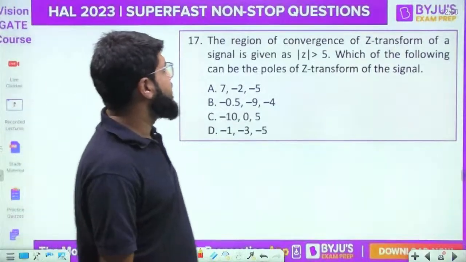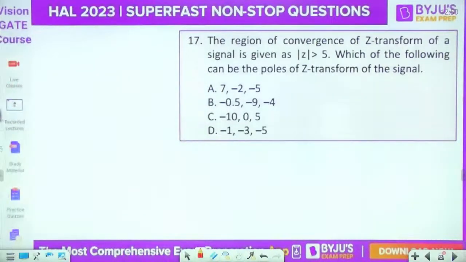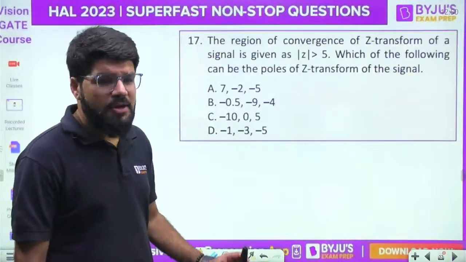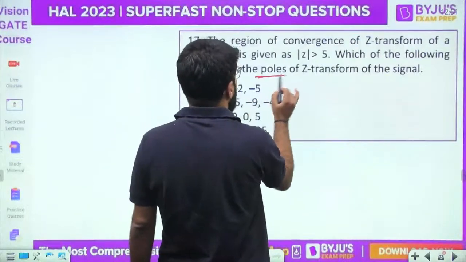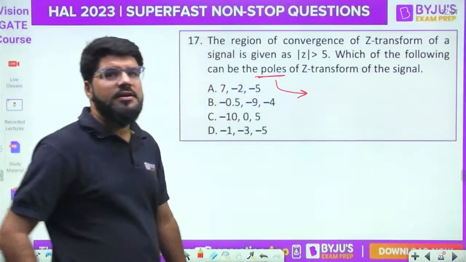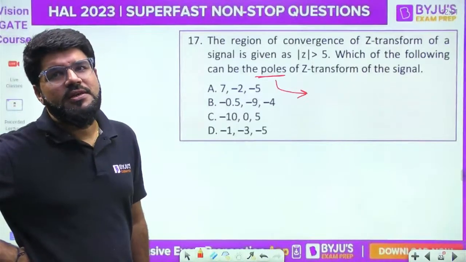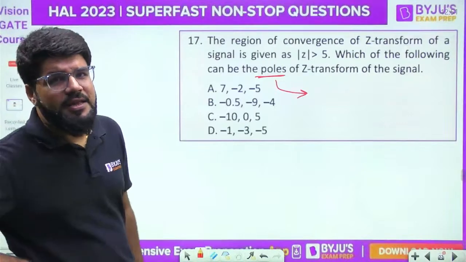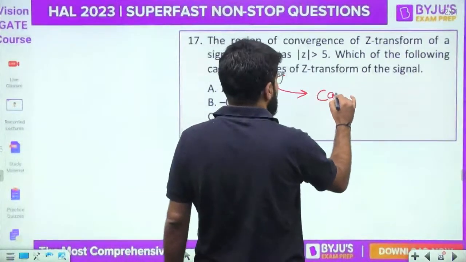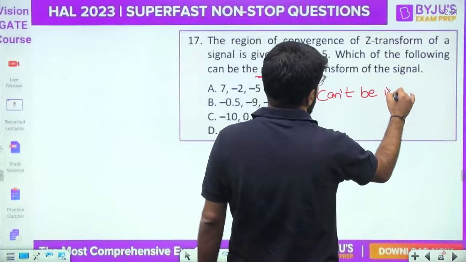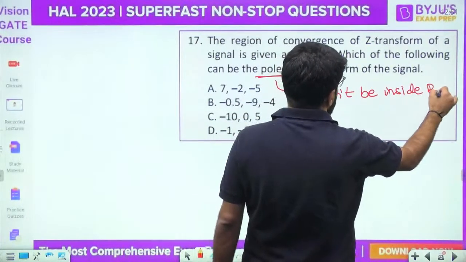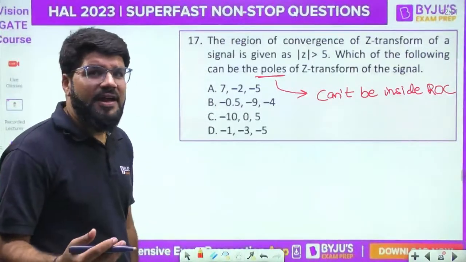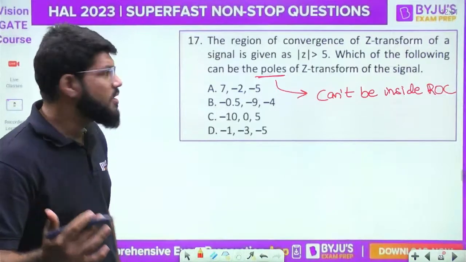The ROC, the region of convergence of the Z transform of a signal, is given as mod Z greater than 5. Which of the following can be poles? Very simple concept question. Poles and ROC. What should you know? ROC cannot contain any poles. The poles can't be inside the ROC. So mod Z is greater than 5, so there should not be any pole which has mod Z greater than 5.